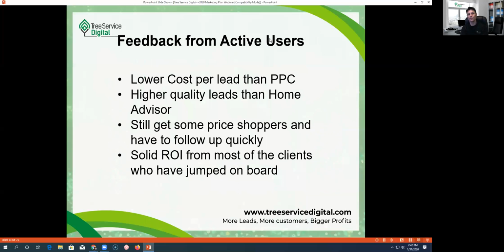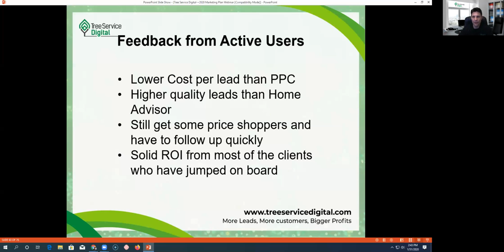So feedback from active users on the Google Guaranteed pay-per-call is that it's been, percentage-wise, a little bit lower cost per lead than regular PPC, is what we've heard and what we've seen. And they're definitely higher quality leads than HomeAdvisor, Thumbtack, stuff like that, really because you're on the phone live with the caller. As soon as they do the Google search, they see a result they want, XYZ Tree Service, okay, they have great reviews, and they call them. Your office is right on the phone with that caller looking for a tree service quote.